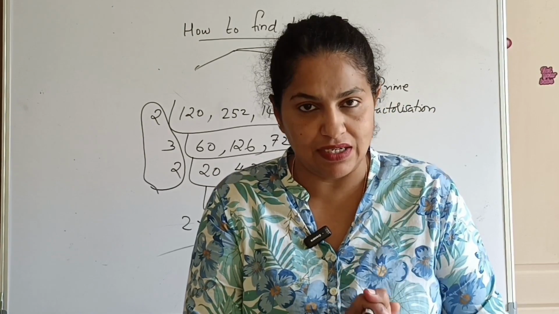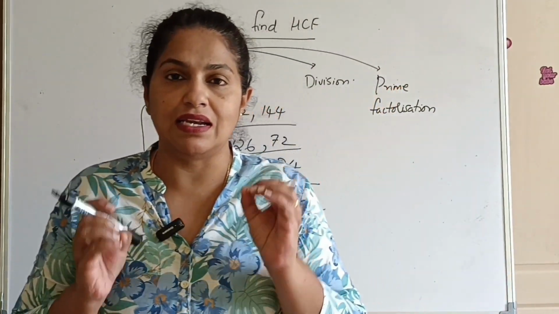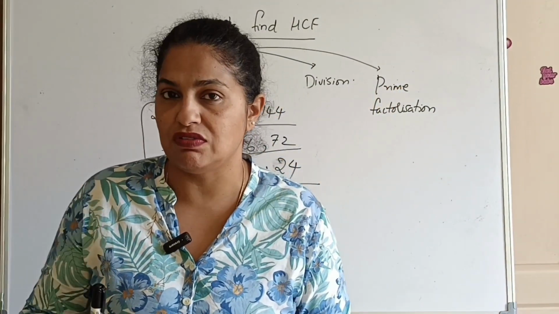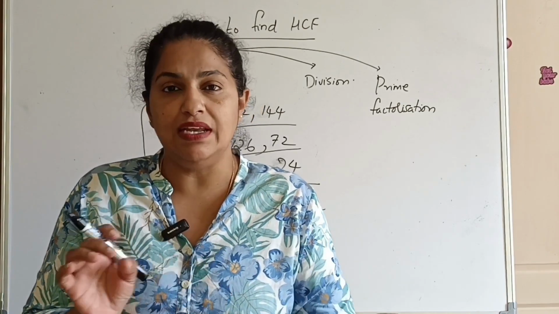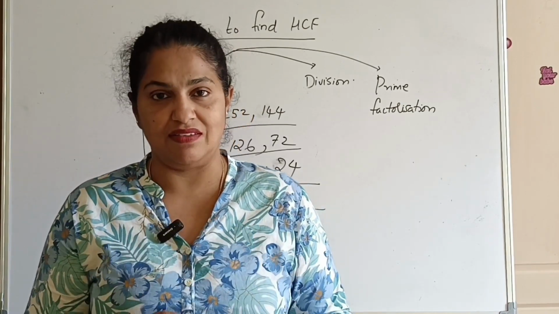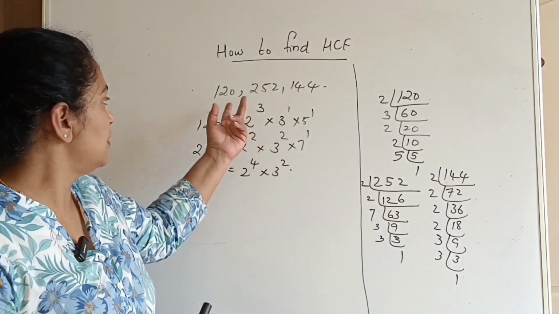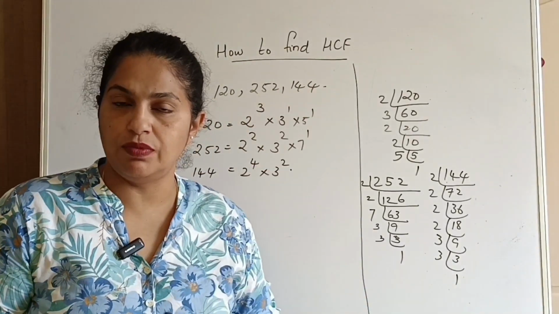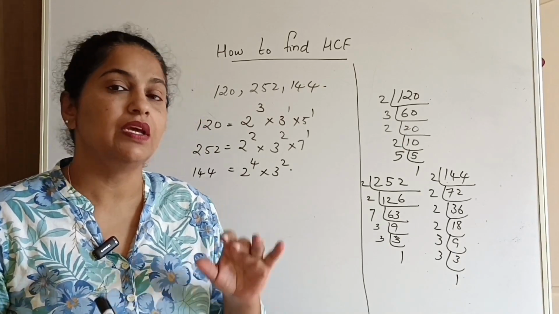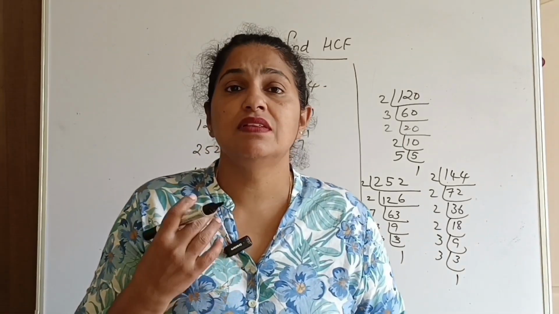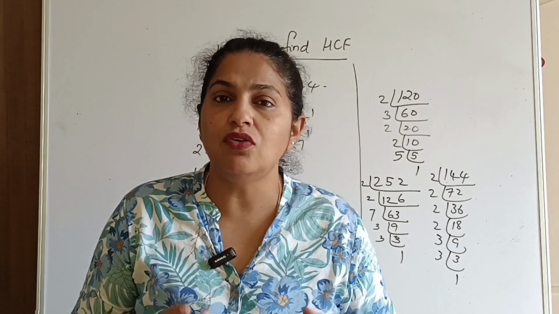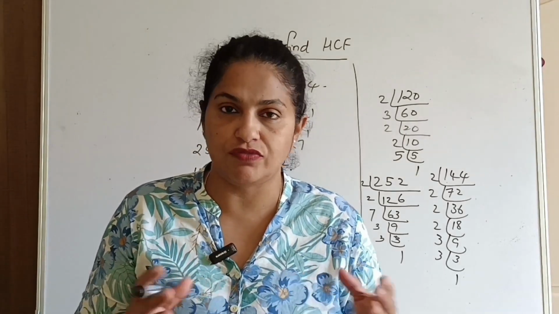Now let us check prime factorization, because in grade 10 that is the method they specifically ask in the question paper: find out the HCF or the LCM of numbers by using prime factorization. Okay. So we will find the HCF of these 3 numbers, the same as we took before, by prime factorization. Prime factorization means first we need to list out the prime factors of the number.